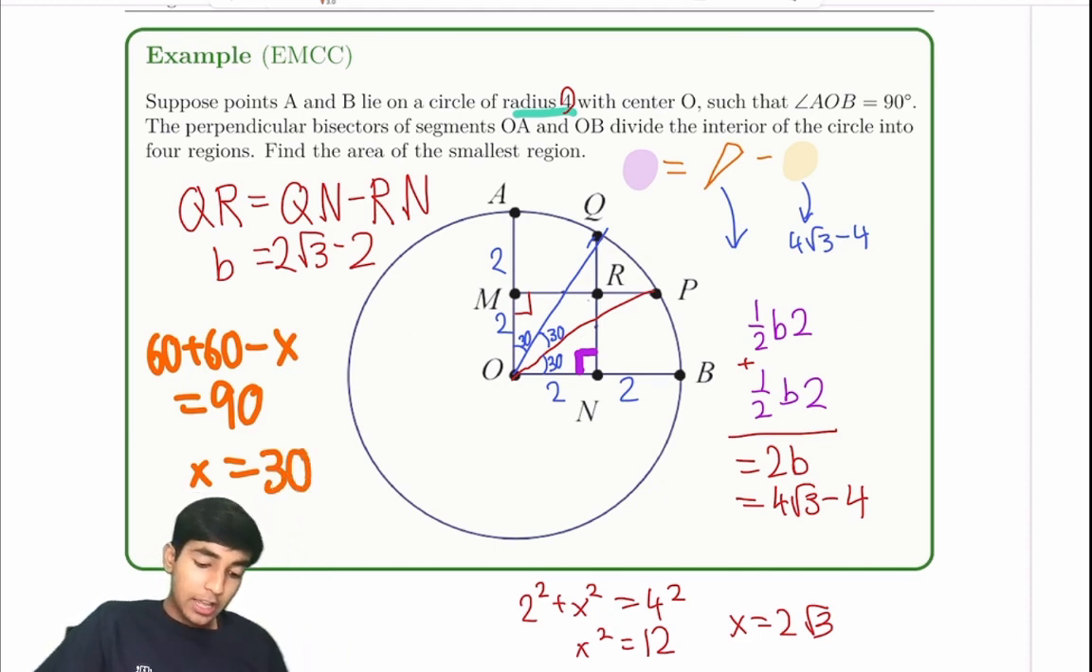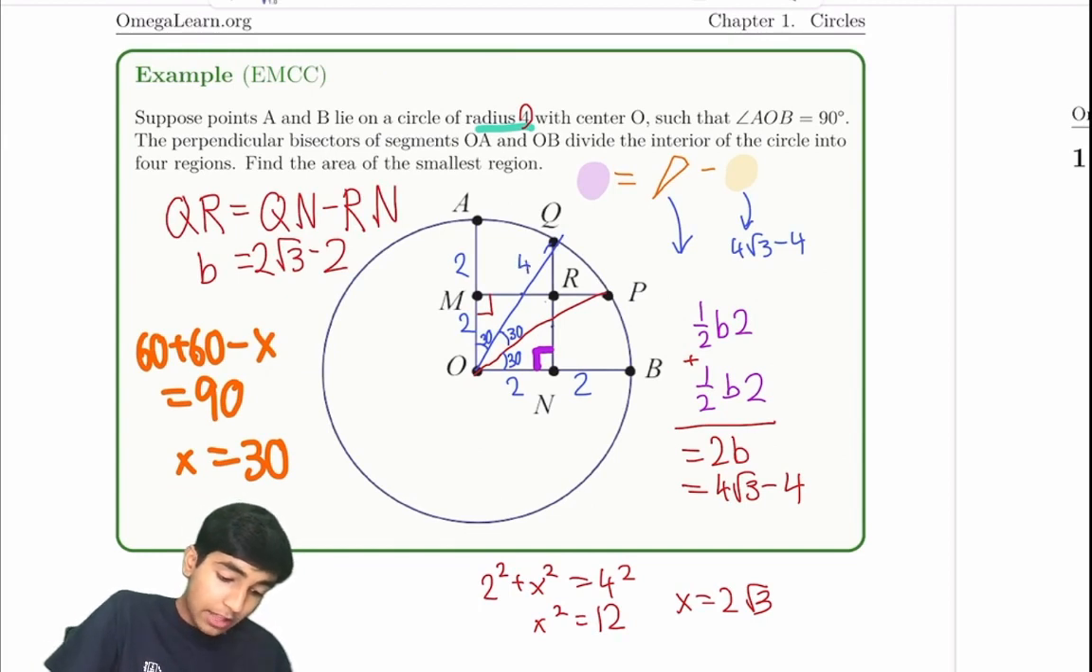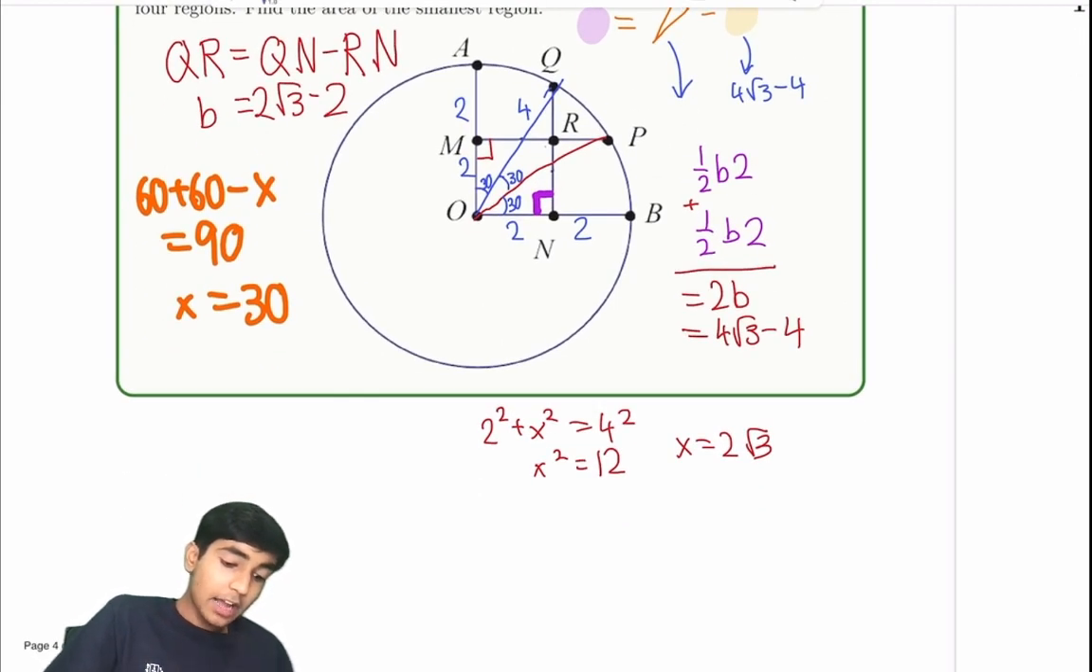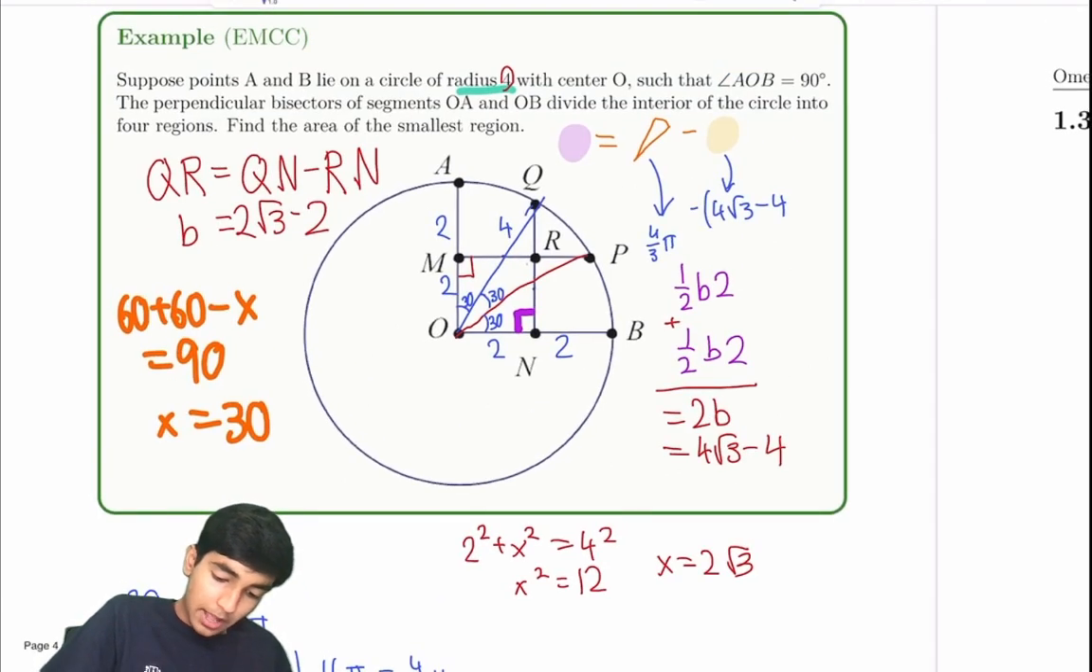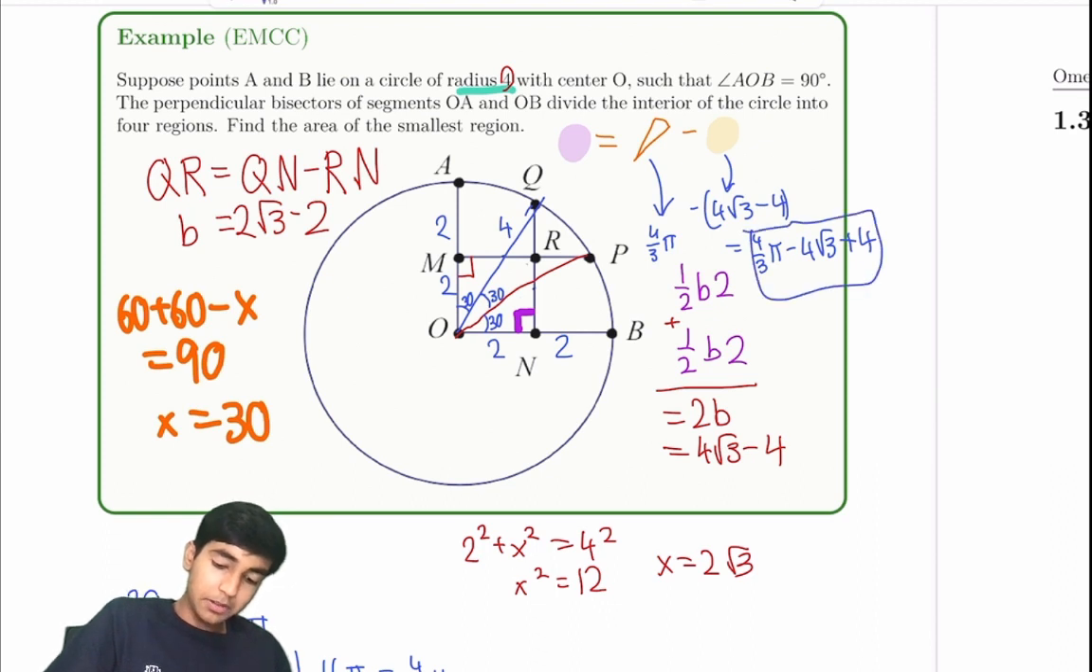So the angle is 30, and then we know that the radius of that circle is 4. So the area of that sector is 30 over 360 times 4 squared pi, which is 1/12 times 16 pi, 4/3 pi. So the answer is just this quantity minus that, which is 4/3 pi minus 4 root 3 plus 4, and that's our answer for this problem.